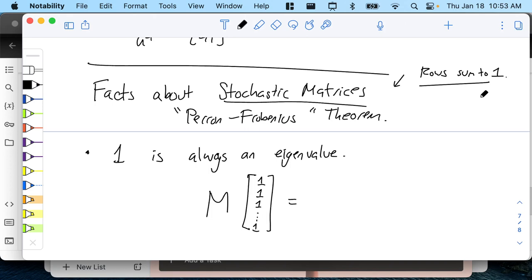Yeah? I just get M? You get M? Well, you should get a column vector, right? So this is N by N, and this is an N by 1. So you should get something about M.